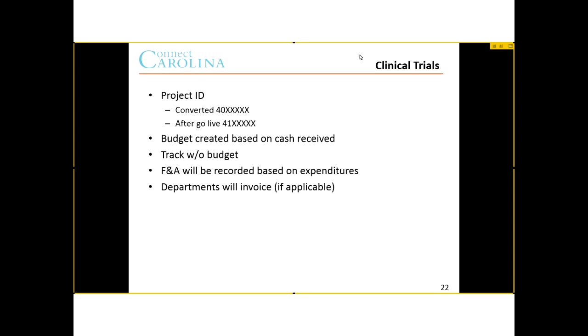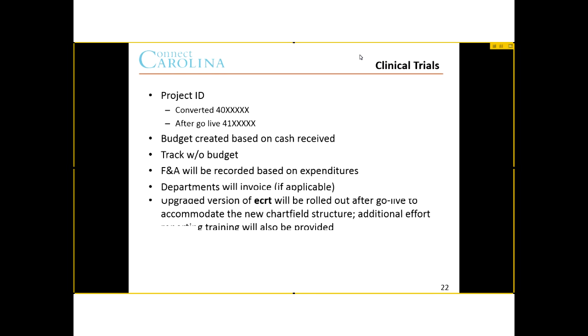For clinical trials, as we discussed earlier, the project IDs are going to start with a 4. So converted projects for clinical trials will start with a 40, and after go live, we'll start with a 41. Budget will be created based on cash received only, so it will initially be set as track without budget. F&A will be recorded based on expenditures only, and departments will invoice if applicable.